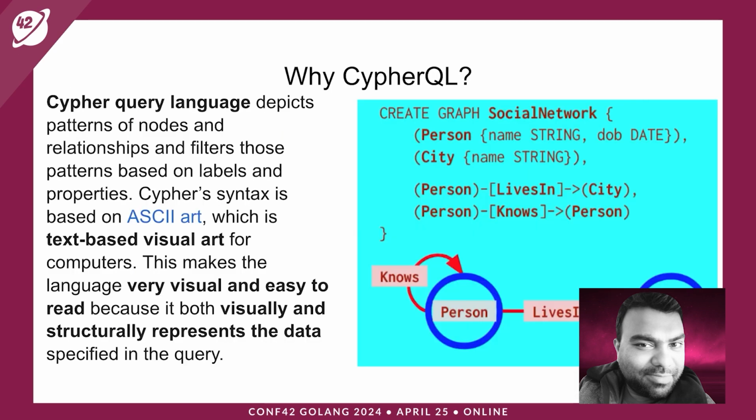Why do we use CypherQL? CypherQL is a very effective, concise, and text-based representation. So it's in fact text-based visual art, so to speak. If you actually look at it in this particular case, the relationship over here is a person lives in so and so city and knows this person. So look at the way in which it's effectively represented in this graph. It's truly very simple and very clean to understand.